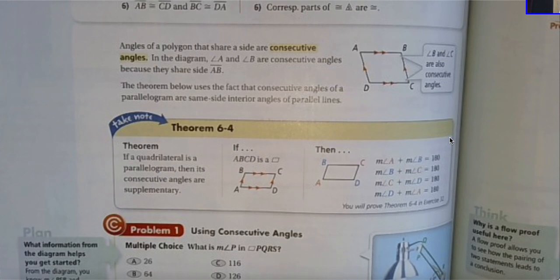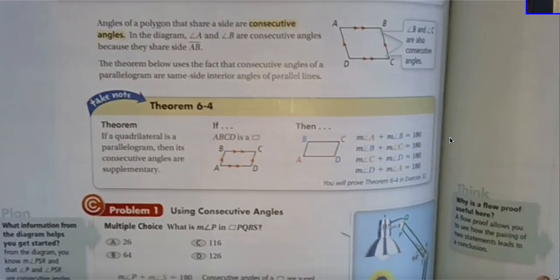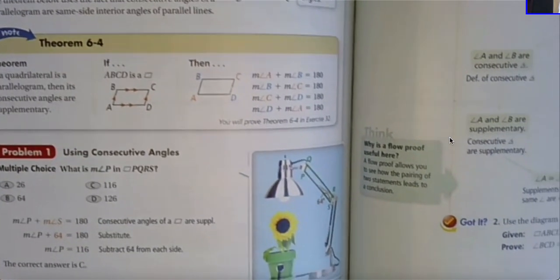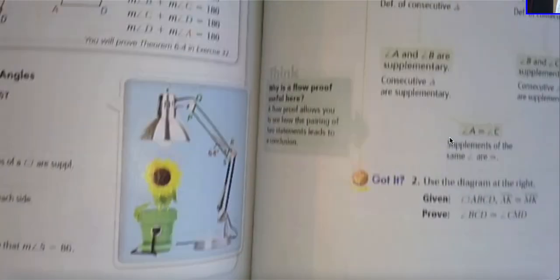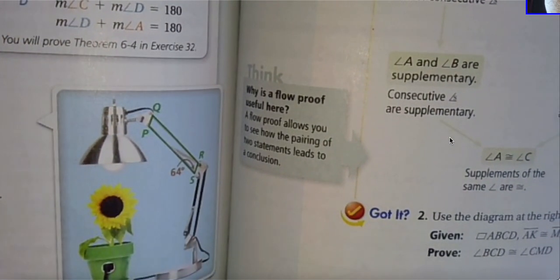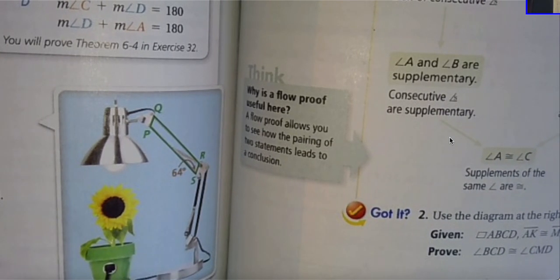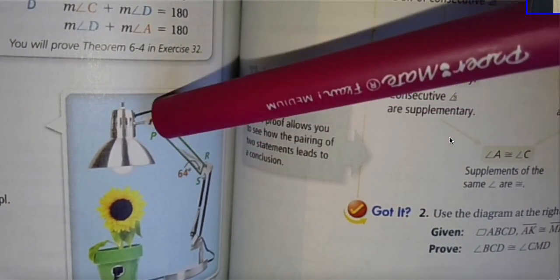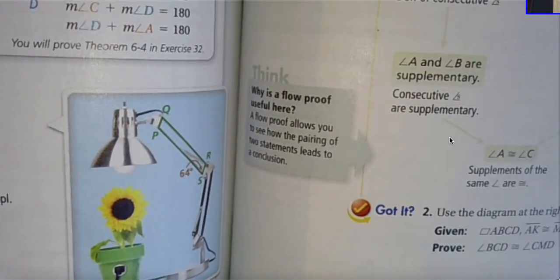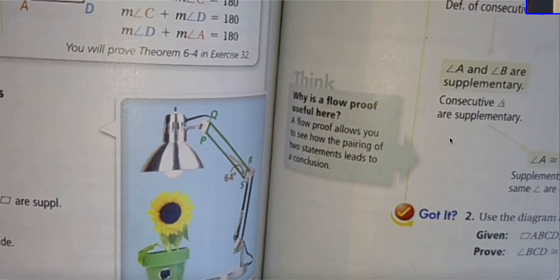Here's our first example. It says, what is angle P? They give us this picture. It's kind of weird. But this is a parallelogram. What are we looking at? We're looking at this little green box, P, Q, R, S. Do y'all see we're looking at P, Q, R, and S? There's a parallelogram in there.